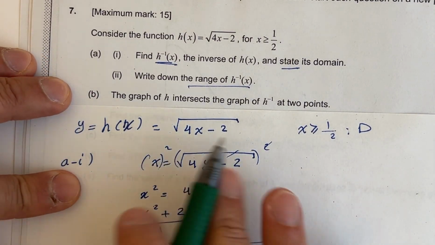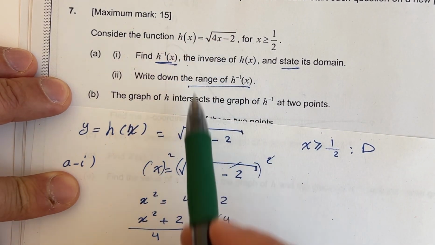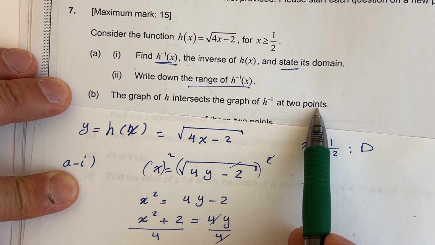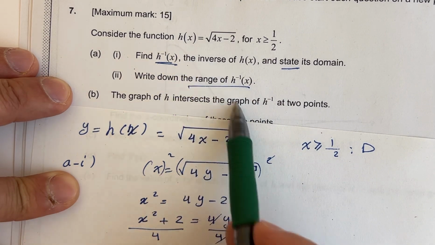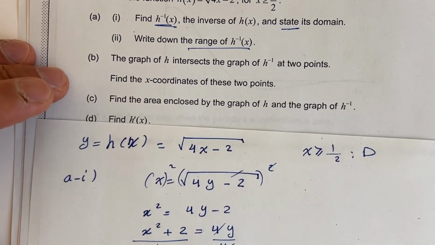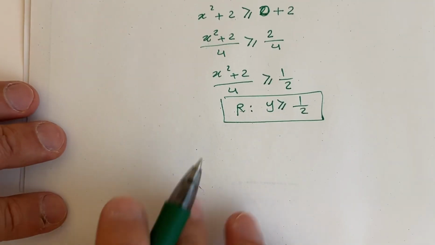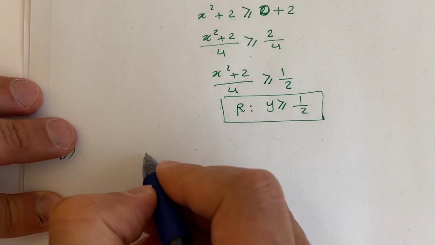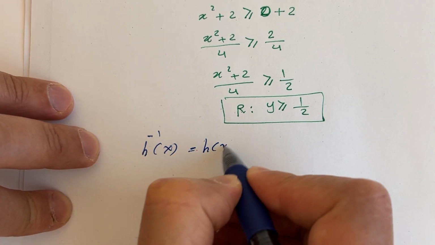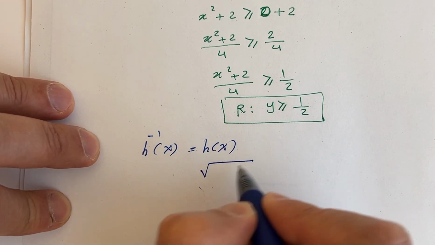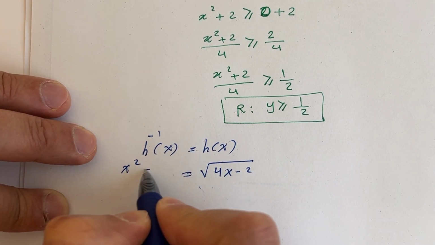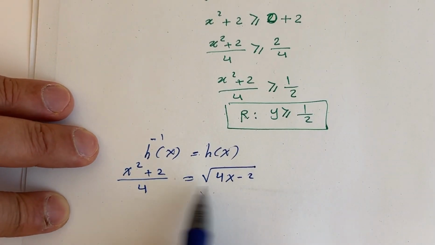Question B. The graph of h, the original function, this one, intersects the graph of the inverse at 2 points. So here it looks like we have to solve them equal each other. Find the x coordinates of these 2 points. So this is question B. So I need to write h inverse equals h(x). h(x) here is the square root of 4x minus 2, and h inverse is x squared plus 2 over 4. So I need to make them equal each other.